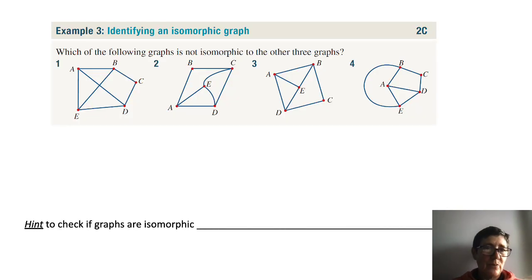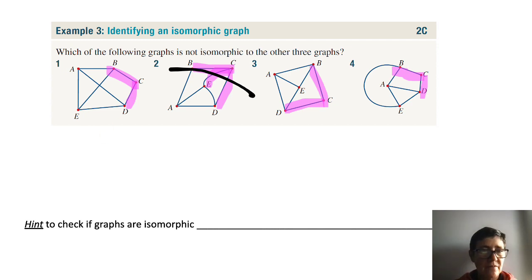The textbook example says, which of the following graphs is not isomorphic to the other three graphs? So what I do is start at a vertex, and I'm going to start at C. Here I can see C joins to B and D. And here, B and D. Here, B and D. If I go to this one here, it does connect to B and D, but it also connects to E. So that graph there is not the same as the other three. Now, if I was being very thorough, I would check all the other vertices.